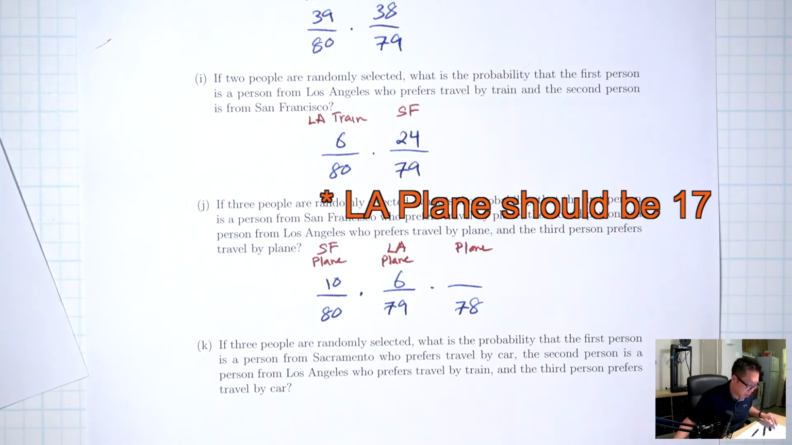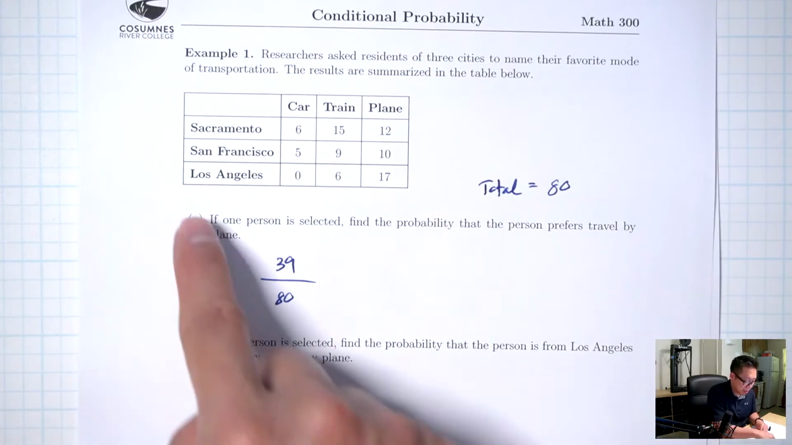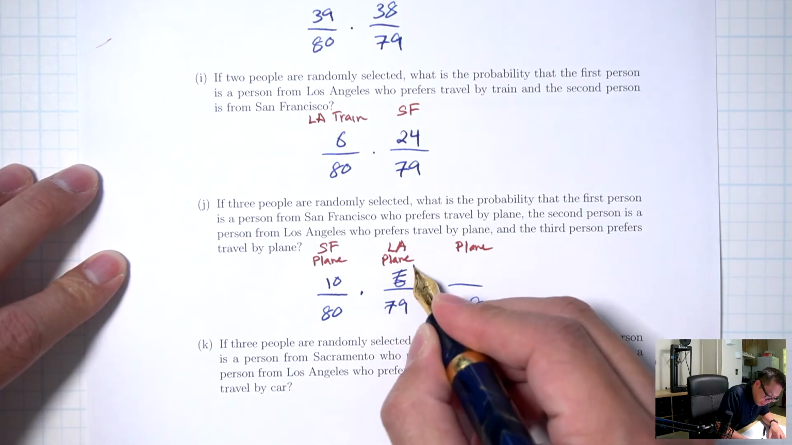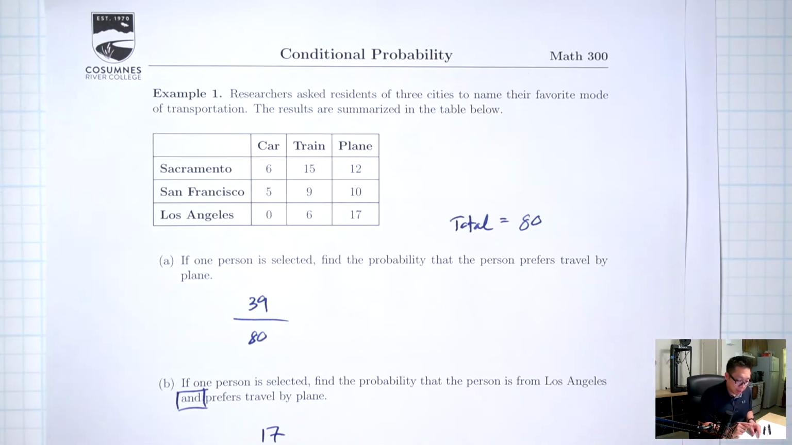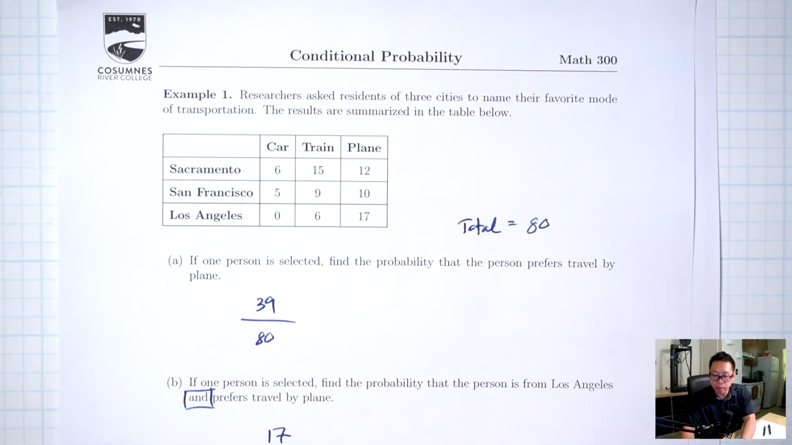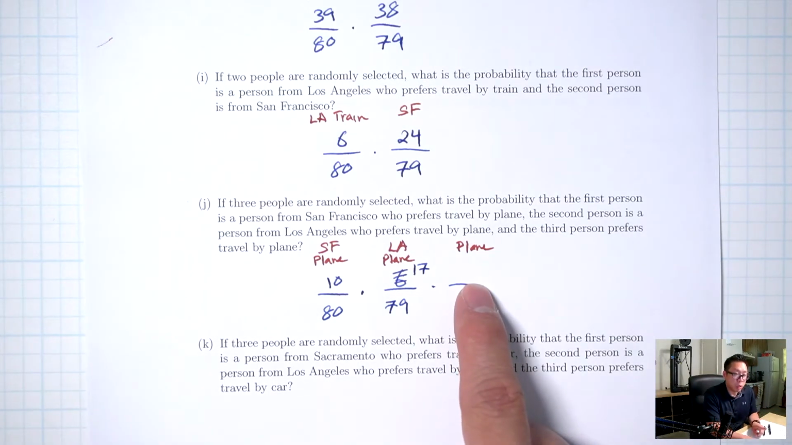One second. LA plane is not 6, LA plane is 17. Third fraction, plane. So plane, no city, would be all the planes. So 12, 10, 17. So 12 plus 10 plus 17 is 39. Okay, 39. Or do we have to reduce?